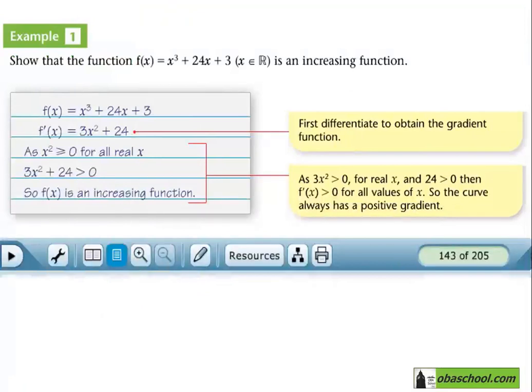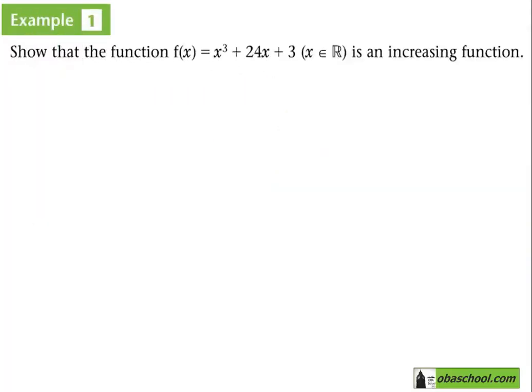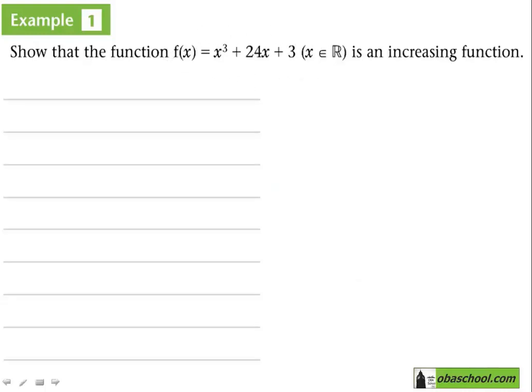Look at this example. Show that the function f of x, which is given in the form x cubed plus 24x plus 3, where x belongs to R, that means it is a real number, is an increasing function. We don't need to draw the graph. We are going to rely on the function that we have. f of x is equal to x cubed plus 24x plus 3.